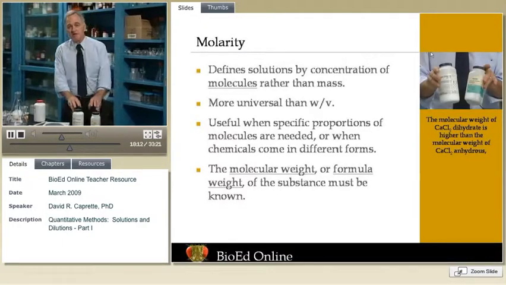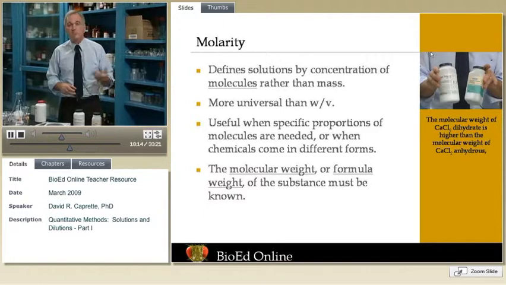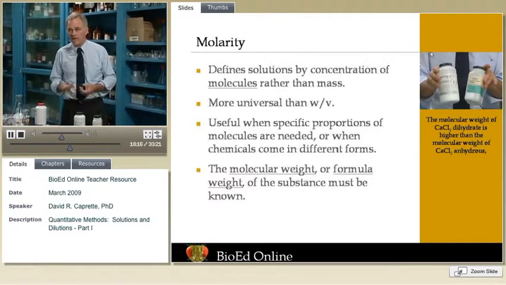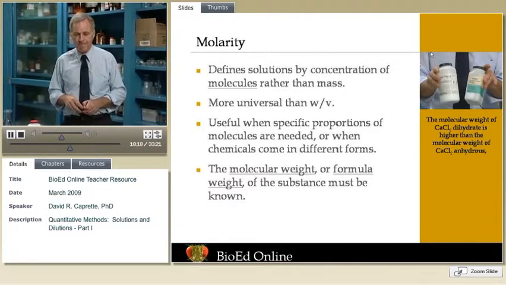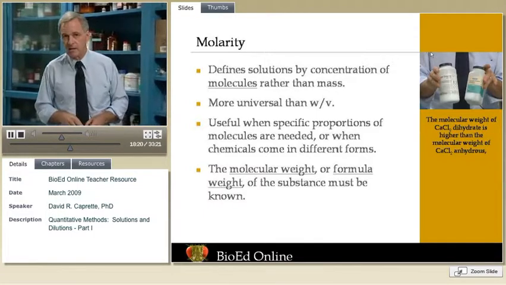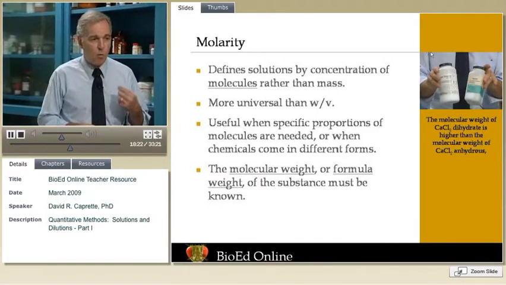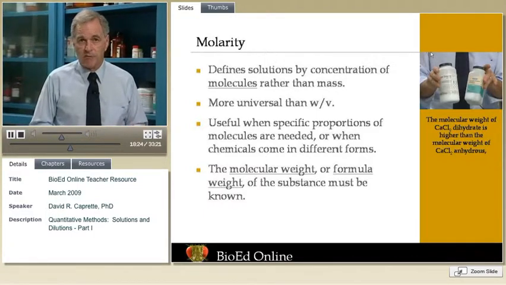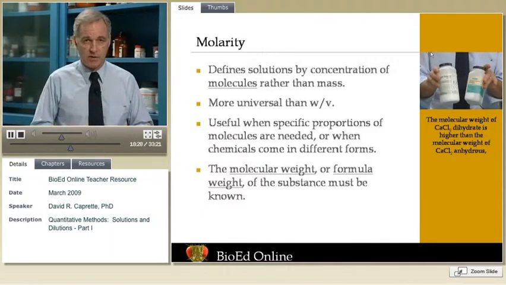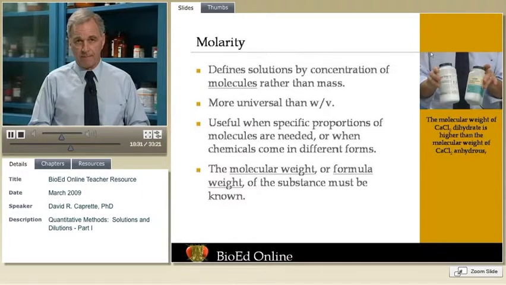So far, we've talked about preparing solutions as a percentage: weight in weight, weight in volume, volume in volume. There's a disadvantage to using that method. The weight of substance per unit volume, for example, tells us nothing about the number of moles of material, the number of molecules per unit volume.